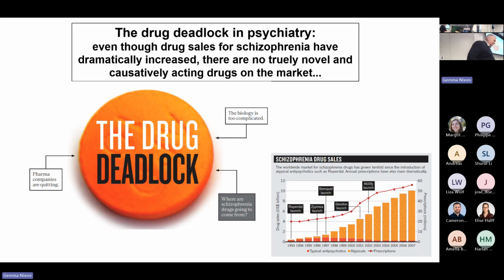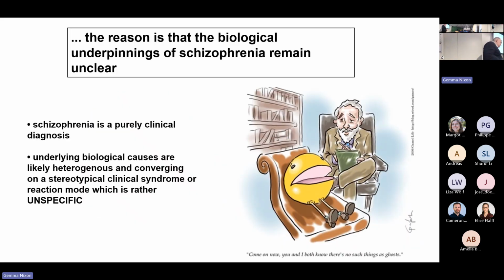The problem in psychiatric diseases, as shown in this Nature paper from a couple of years ago, is the so-called drug deadlock, meaning that drugs don't really have new targets, but drug sales increase, and obviously not with more success than previously. That is because psychiatric diseases, and I just talk about schizophrenia in this talk, are not very well defined in biological terms. Schizophrenia is a purely clinical diagnosis done in an interview.